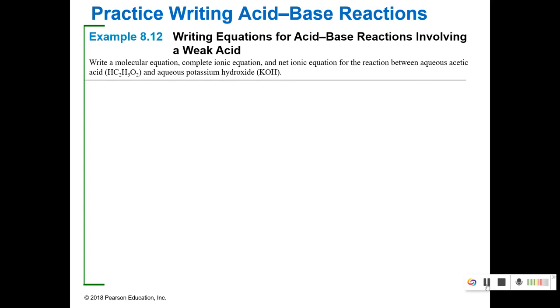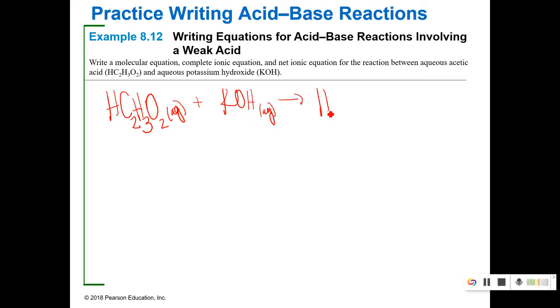Okay, so now we're having to write the whole thing. We're writing the molecular, the complete, and the net ionic for an acid-base reaction. Okay, remember, water is always liquid. Plus whatever's left, I have a K, and I have an acetate. Remember, all acetates are aqueous. So this is our molecular.